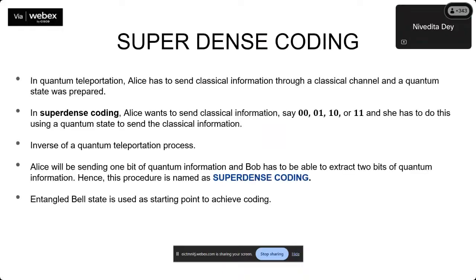Okay, so the next one was the superdense coding. As I said, here Alice has to send some classical information through a classical channel, and the quantum state was prepared in case of teleportation. But here, why it's called dense coding is because Alice wants to send classical information. So this is the output that we need. And she has to do this using a quantum state. That means a quantum state here is the input. So it is the inverse of the teleportation process.